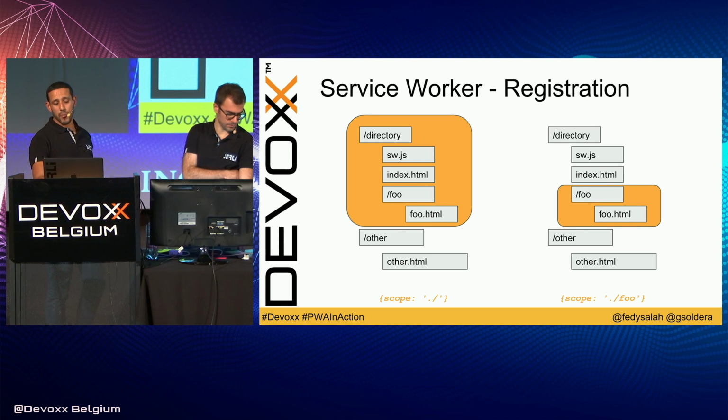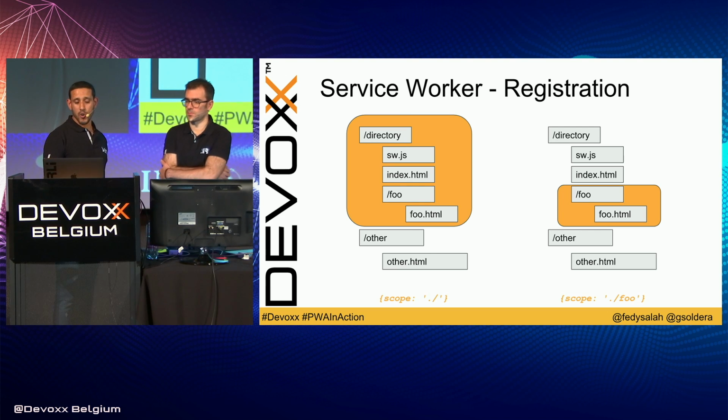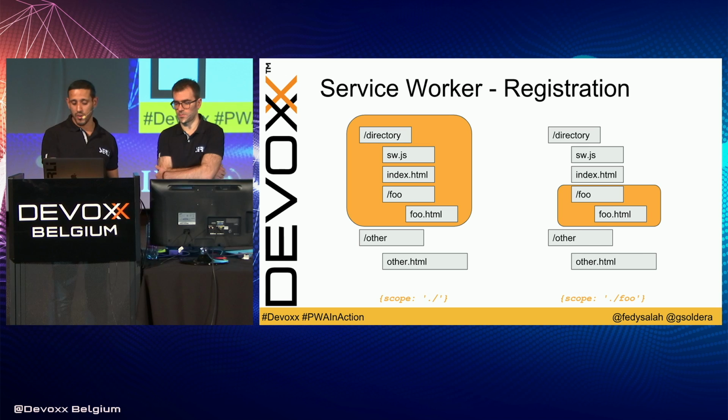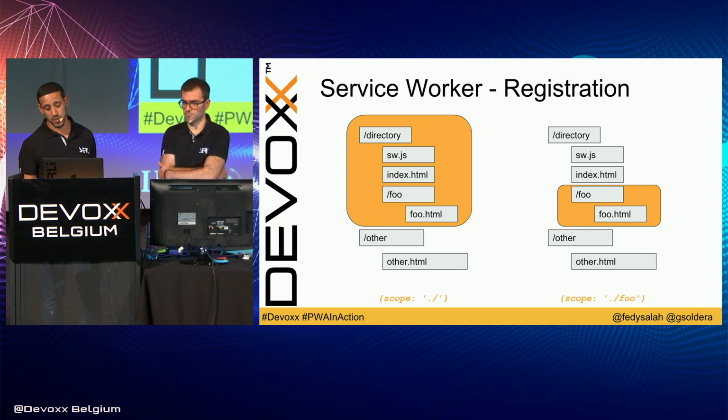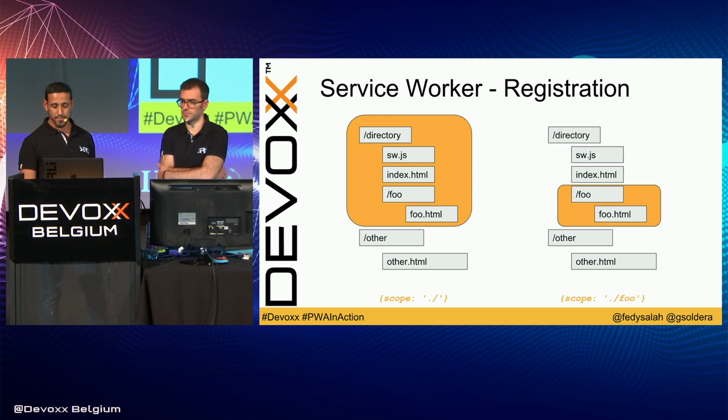In the first case, the scope was /, so the service worker will handle index.html and full.html. It will not handle other HTML because when the scope is /, the default scope of the service worker is the directory where the service worker is written. So in this case, it's not in the same directory, so it won't be handled by the service worker. And when we register the scope foo, the service worker will handle only foo.html.